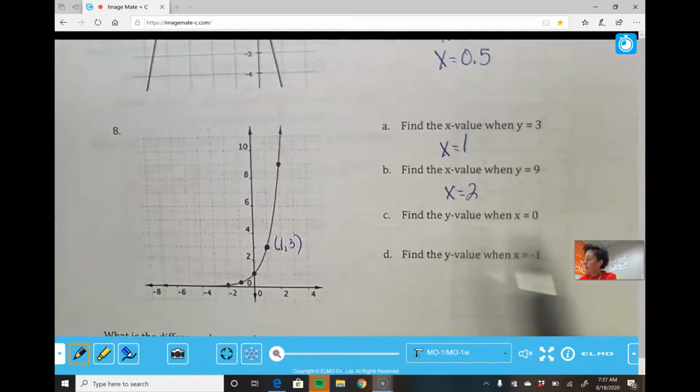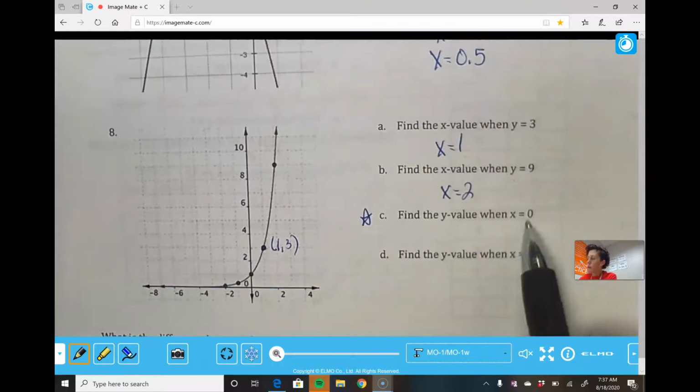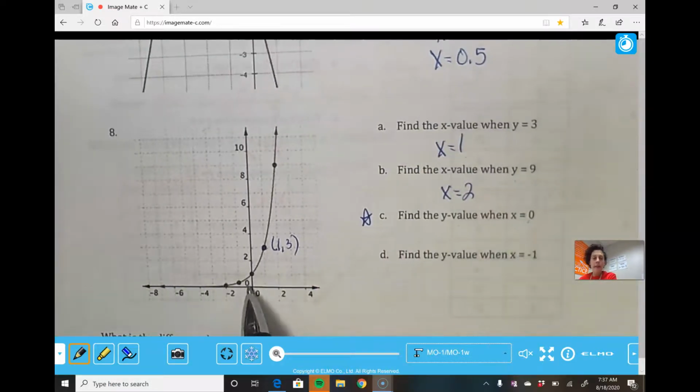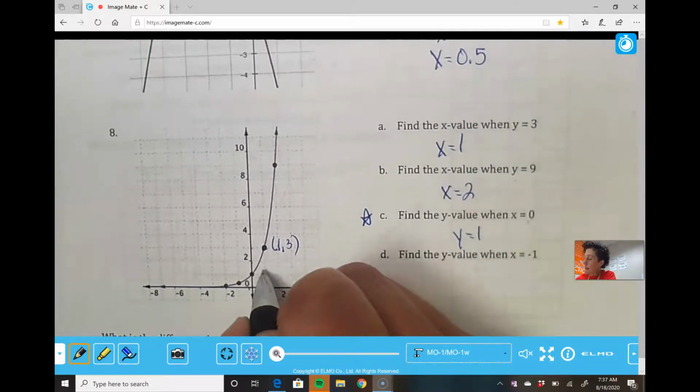Find the y value when x is 0, so again, anything with 0 is a little tricky. So again, when you start at the center, this is saying you don't go left or right. So instead, I just have to go up or down. I'll go up to get to the graph, and that is where y is 1. This point is x is 0, y is 1.